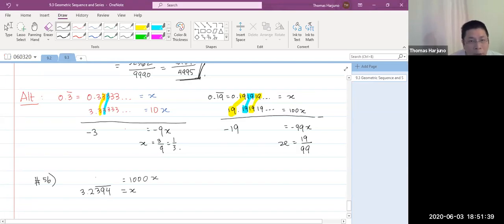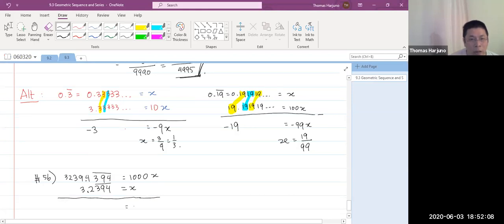Now, if I multiply by 1,000, then this 394 will move here, with 32 in front of it. And after that 394, you have a bunch of 394 further, and they are repeating. Now I subtract this. I get 999x on one side. On the other side, I get 3,237.2.